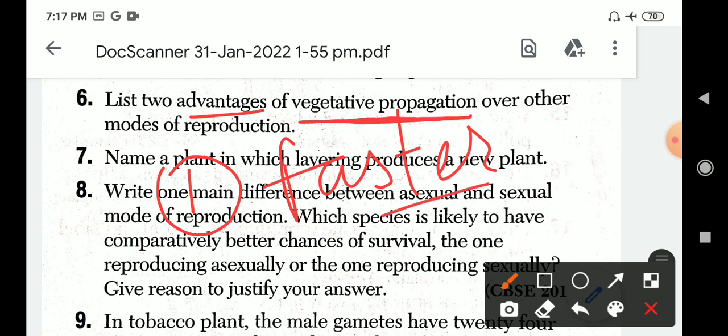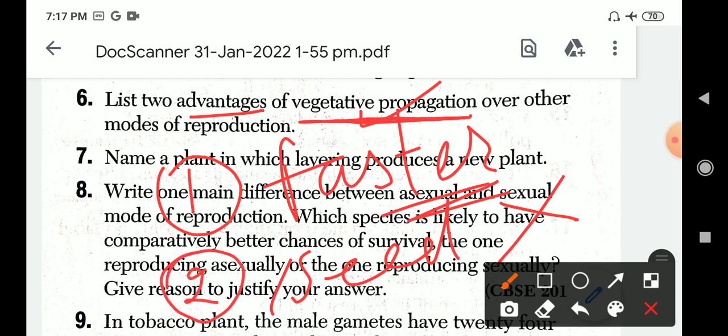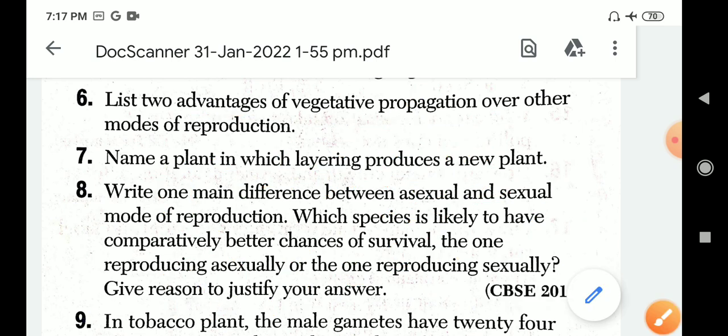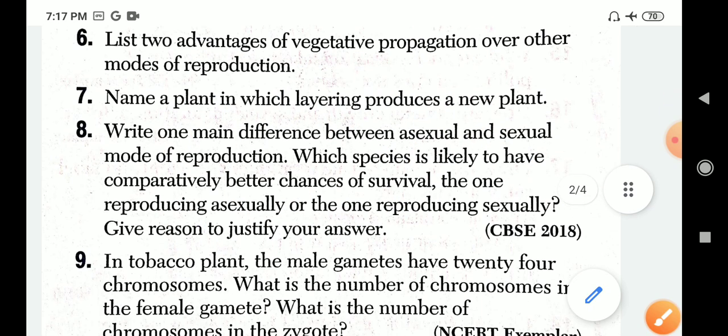Then second, it is useful in those plants and animals which cannot reproduce sexually, in which seed formation does not take place. If seeds are not forming, then only vegetative propagation is there to give rise to new individuals, right? And the same type of plants can be formed because DNA is not intermixing, only a single parent is involved. So the same copy of the plant can be generated. Many others are also there. Two are asked, you can give others also.